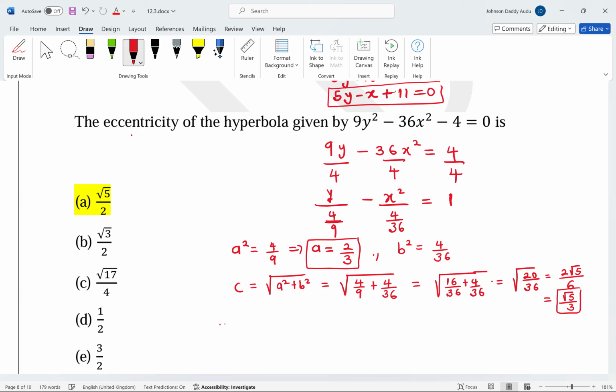So eccentricity is C over A, which is root 5 over 3 divided by A. What is A? A is 2 over 3. And this is nothing but root 5 over 3 times 3 over 2. This will go with this. So we just have root 5 over 2 as the eccentricity.